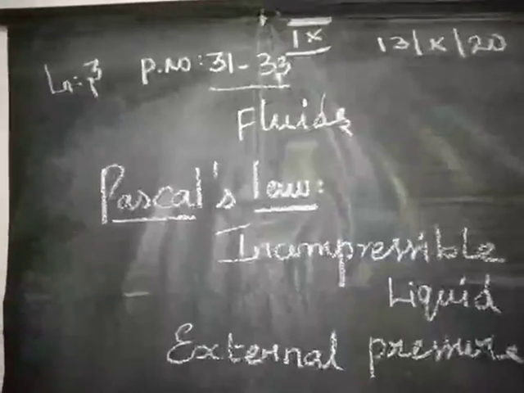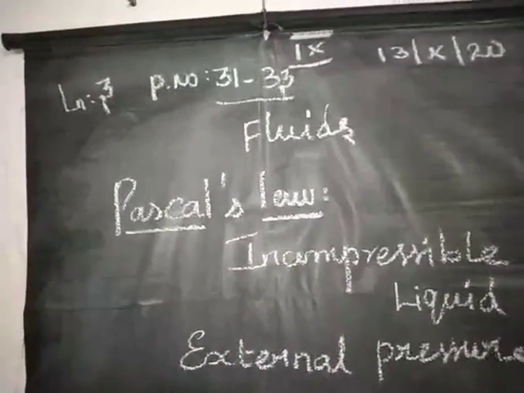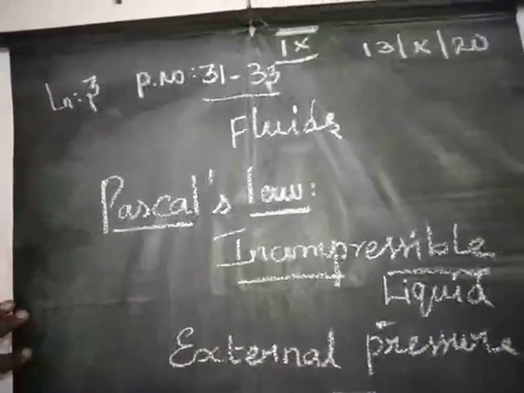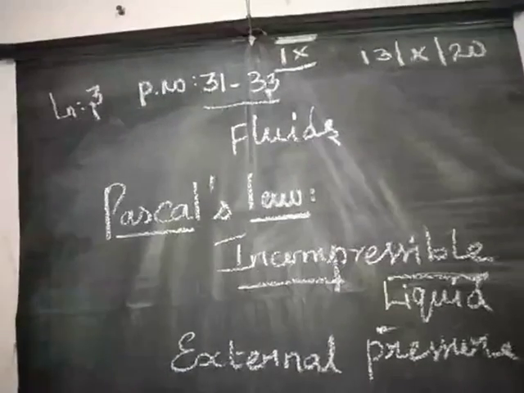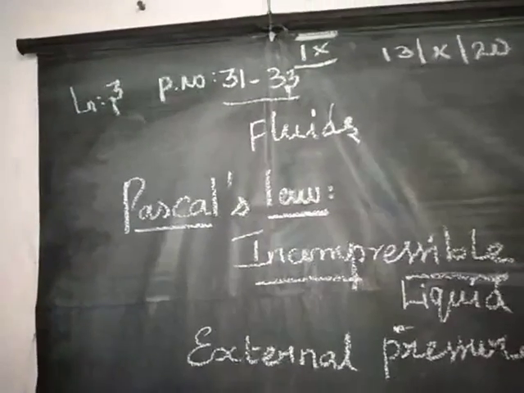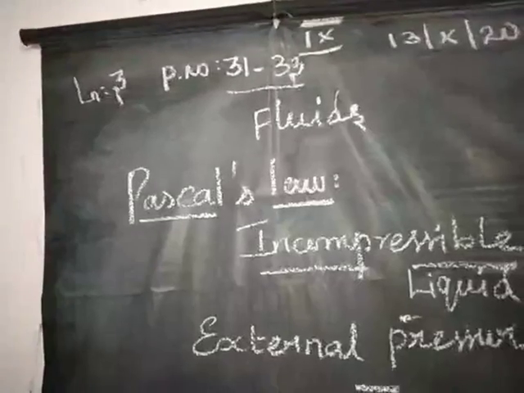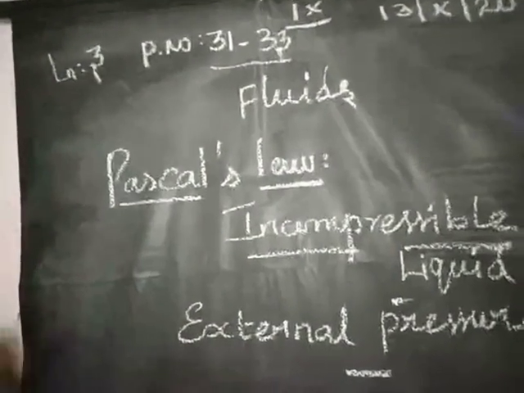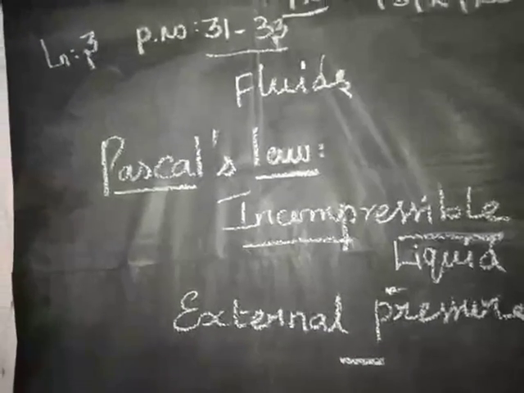If you take one closed vessel, we have to fill it with incompressible liquid. What is meant by compressible and incompressible? Compressible means we may give pressure or force, and it may change the shape. Suppose we withdraw the force or pressure, it will again retain its original shape. That is called compressible.